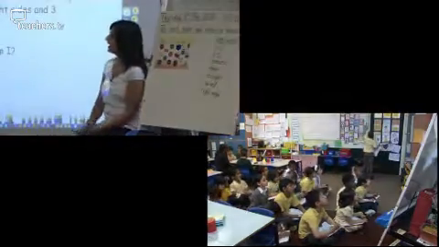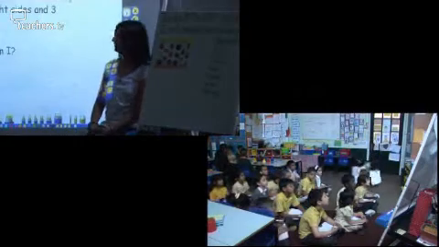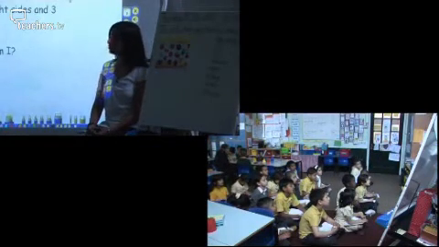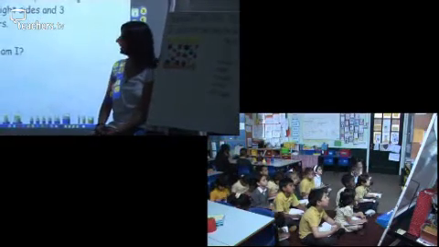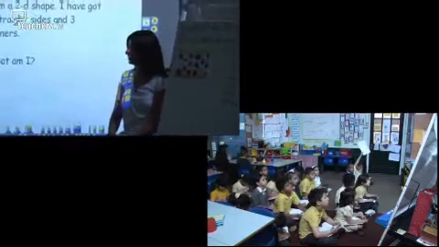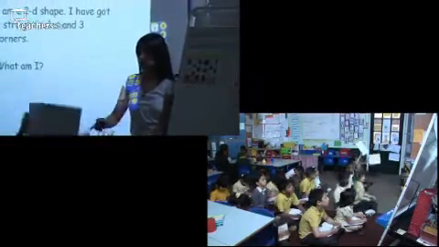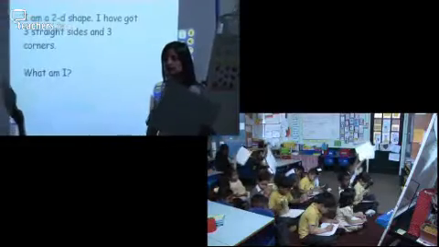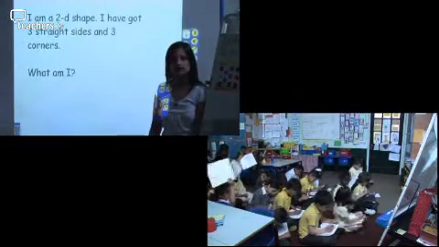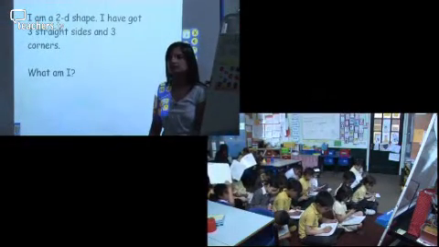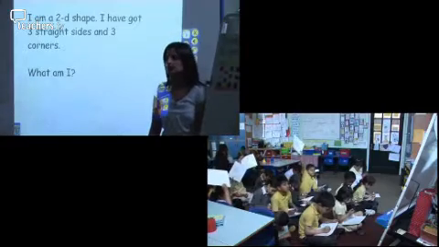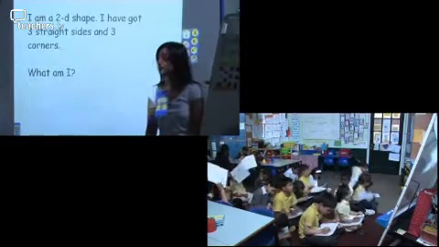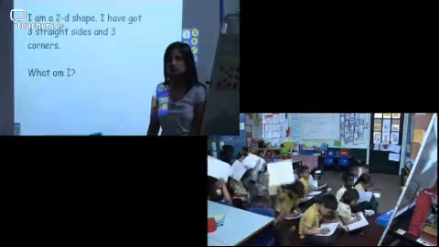Ready? I am a 2D shape, so a flat shape. I have got 3 straight sides and 3 corners. What am I? If you've already drawn it ever so quickly, see if you can write it as well. See if you can remember the spellings. Very good, Sadia. Good. Excellent. See if you can write it as well. Just waiting for a few more boards.